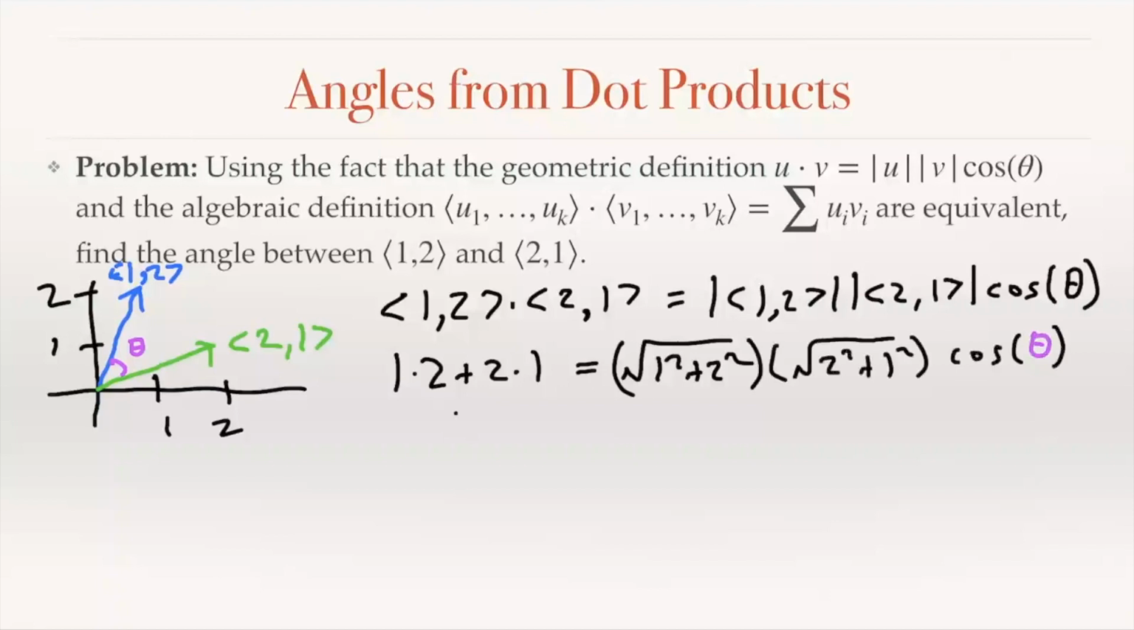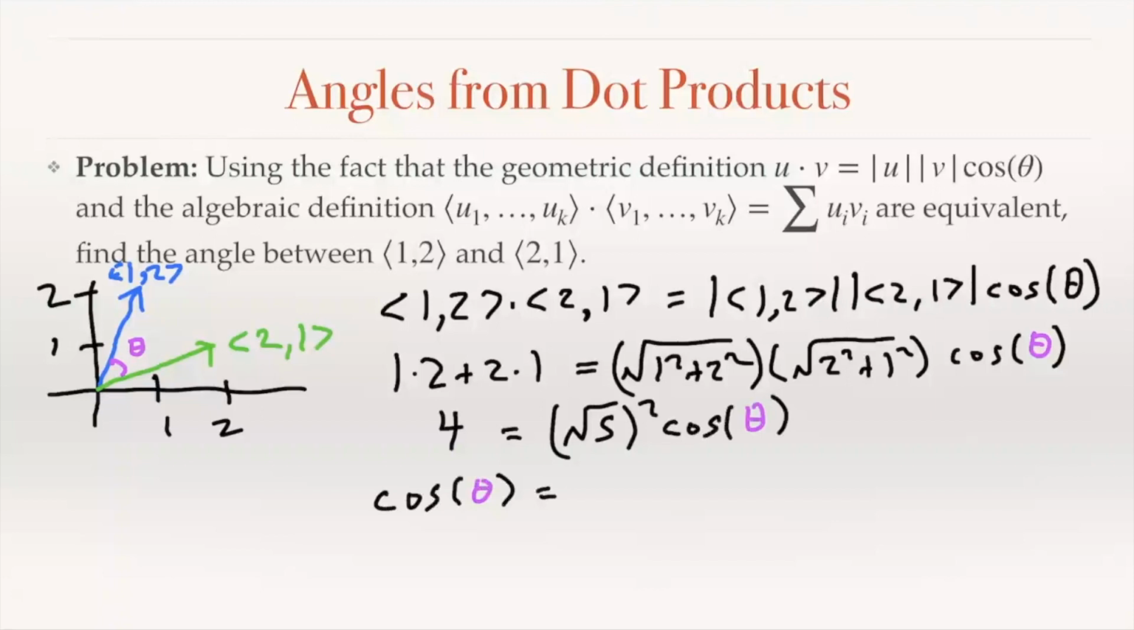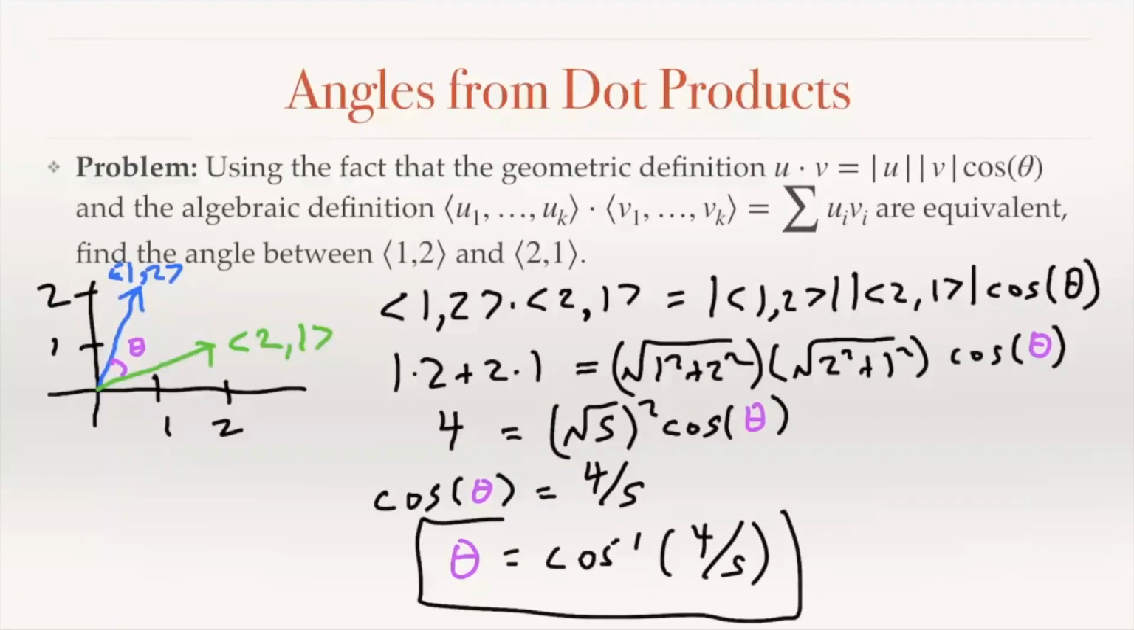Okay, so this is 4. The square root of 1 squared plus 2 squared is the square root of 5, and both of those are the same. So we have the square root of 5 squared times the cosine of that angle between them. And therefore, the cosine of that angle between them is 4 divided by 5, 4/5. And thus, theta is the arc cosine of 4/5. Pretty neat and very difficult to figure out without dot products, but quite slick with them.